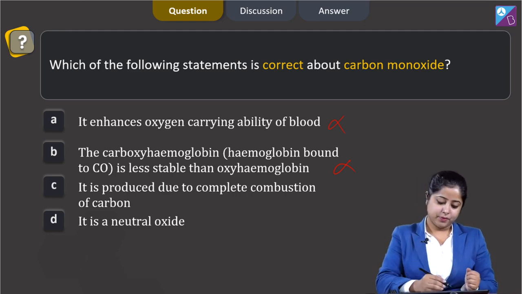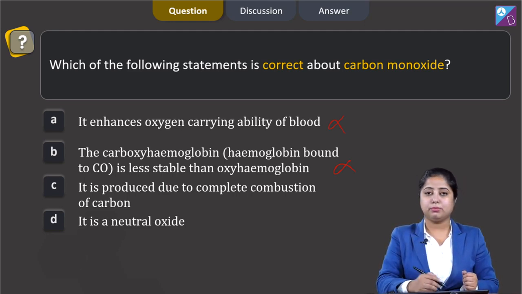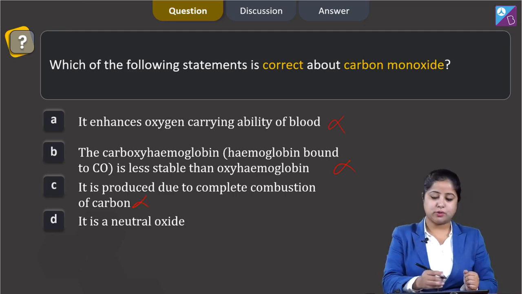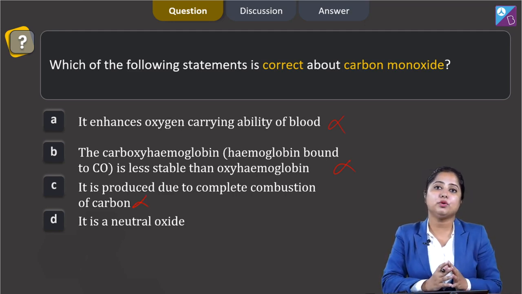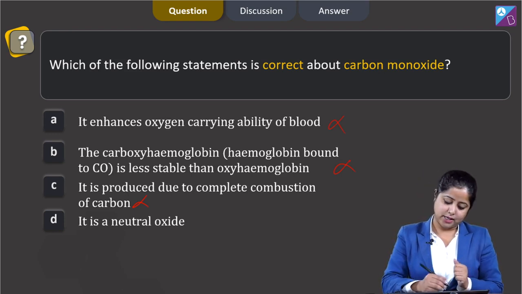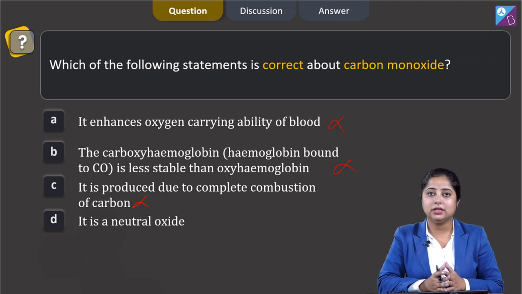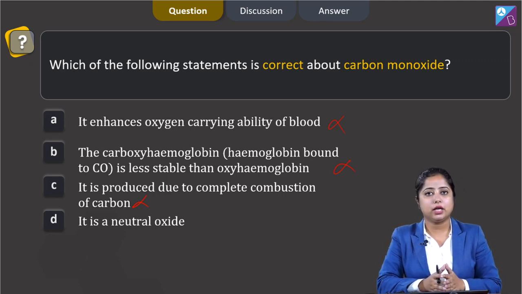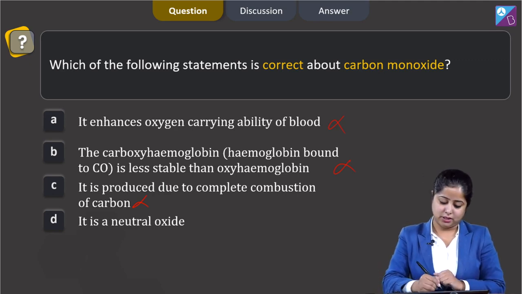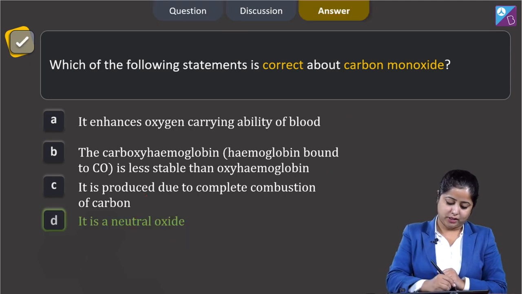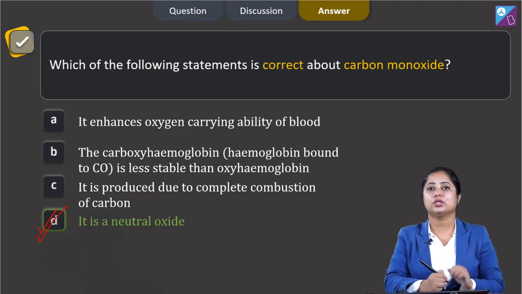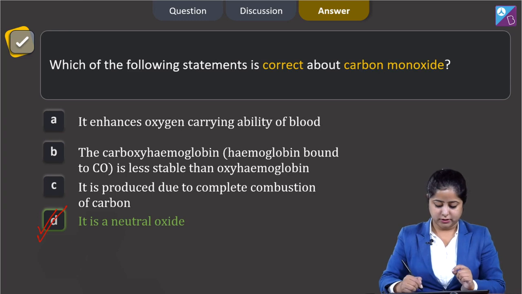Moving to next. It is produced due to complete combustion of carbon. Student, this is also an incorrect statement, as carbon monoxide, that is CO, is produced due to the incomplete combustion of carbon. Moving to the last statement. It is a neutral oxide. Student, this is a correct statement. CO, we have already discussed. CO, N2O and NO are neutral oxides. That means the correct statement is D, or we can say that the correct answer for this question is option D. Moving to the next question.